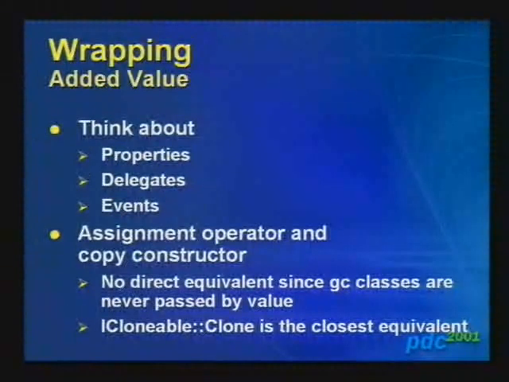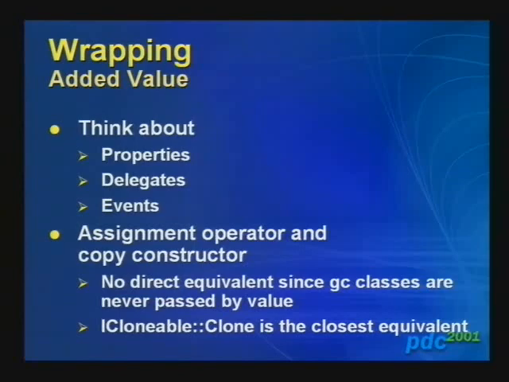So apart from the simple wrapping and getting around some of the restrictions where the object models don't match one-to-one, what other things can you do? One of the things to think about is adding value. The CLR object model is a very rich object model, and it also has some additional features that aren't in the normal C++ object model.